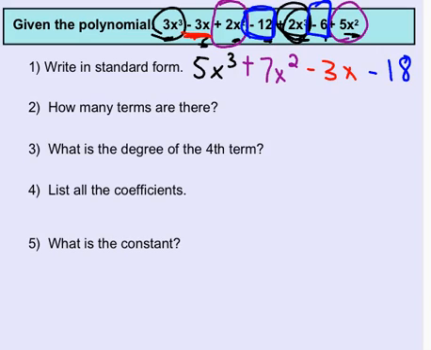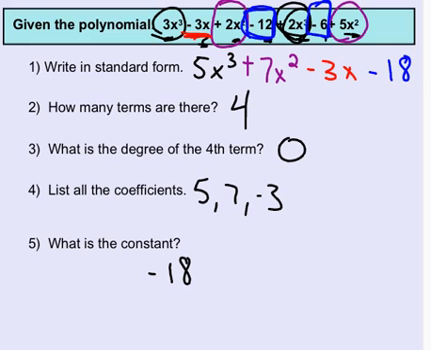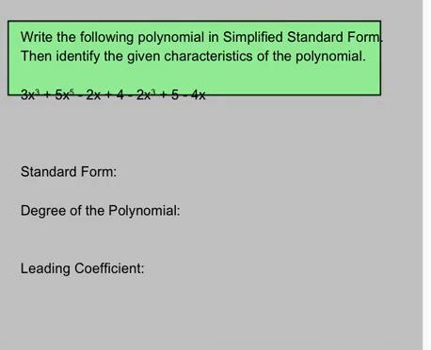So like the other one, how many terms are there? There's 4 again. What is the degree of the 4th term? It's actually a constant, so we know the degree is 0. List all the coefficients. So what is in front of the first variable? A 5. What's in front of the x squared? A 7. What's in front of the x? A -3. So those are my coefficients. What's the constant? -18. Just a lot of words and definitions, and you guys got to keep them straight.